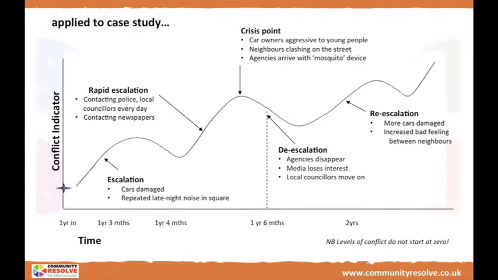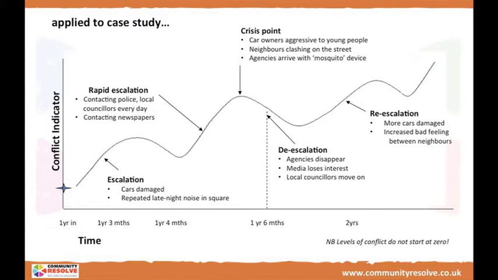Here we have what that same model, the conflict timeline, looks like when you apply it to a case study. We're going back to our case study in the square, in the street. We're thinking about the private house owners, the social housing tenants, and the young people. The escalation after the long grumble about bad feeling around parking was that cars started to become more and more damaged, but also there was a lot more hanging out late at night by young people coming in from outside the area.